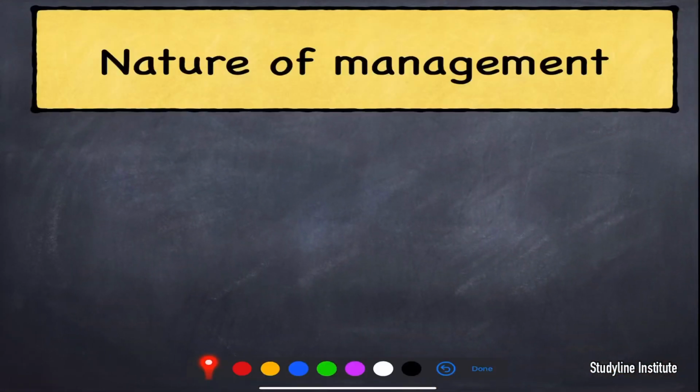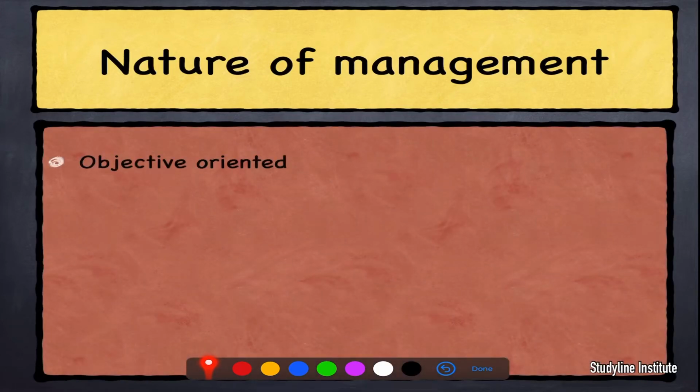Now, the nature of management. What is the nature of management? So, the first point is objective oriented. Whenever we need to manage something, we have a goal, an objective. We need to get work done. If we have some task, we need to complete the task. So, management is objective oriented.